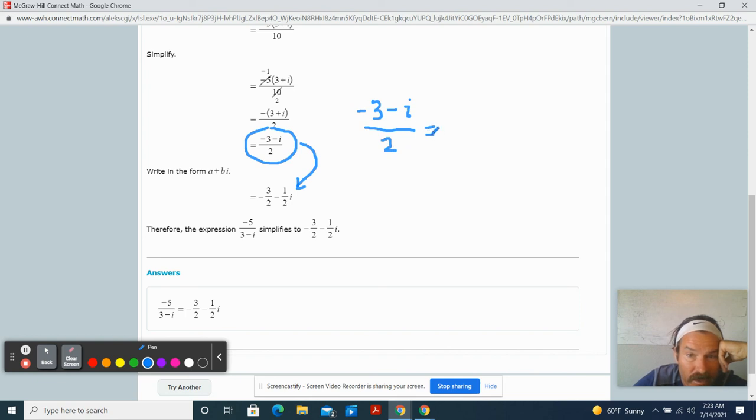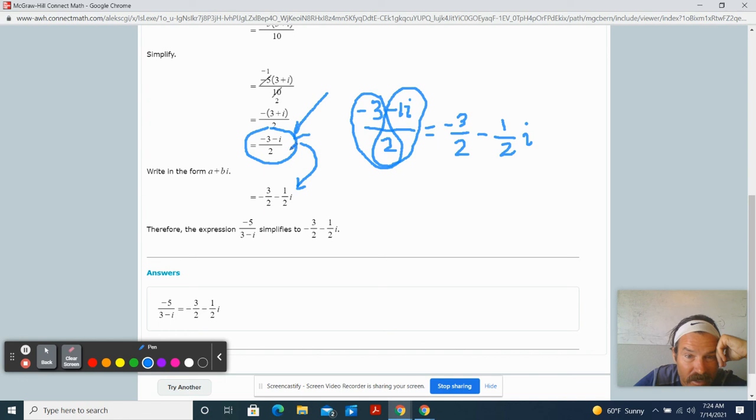So what you do is you write that as your first part, negative 3 over 2, and then write this as your second part, negative, there's a 1 right there, so 1/2 i. Okay. If this were a handwritten assignment, I would have accepted this answer here. It doesn't look like the computer does that.